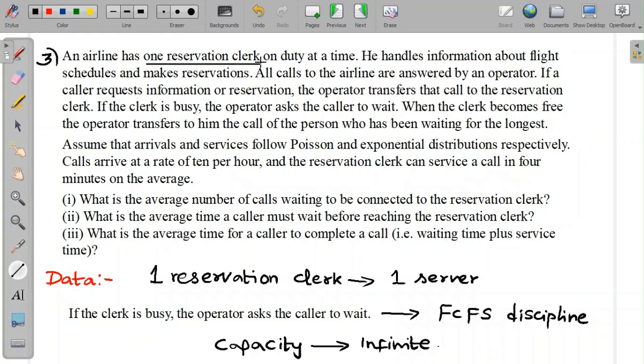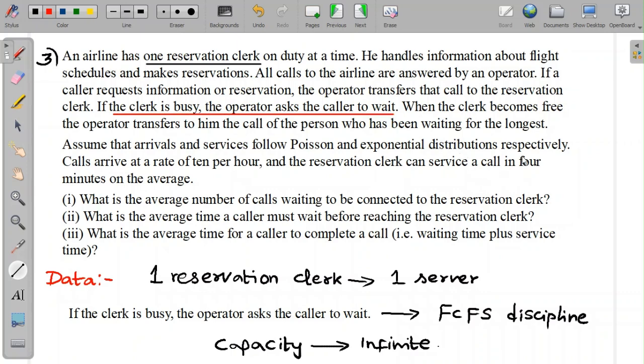He handles information about flight schedules and makes reservations. All calls to the airline are answered by an operator. If a caller requests information on reservation, the operator transfers the call to the reservation clerk. There's only one reservation clerk. If the clerk is busy, the operator asks the caller to wait. This is a second clue, which says that anybody who arrives at the queue when another service is already going on must wait. When the clerk becomes free, the operator transfers the call of the person who has been waiting the longest. So this follows the classic FCFS discipline model.